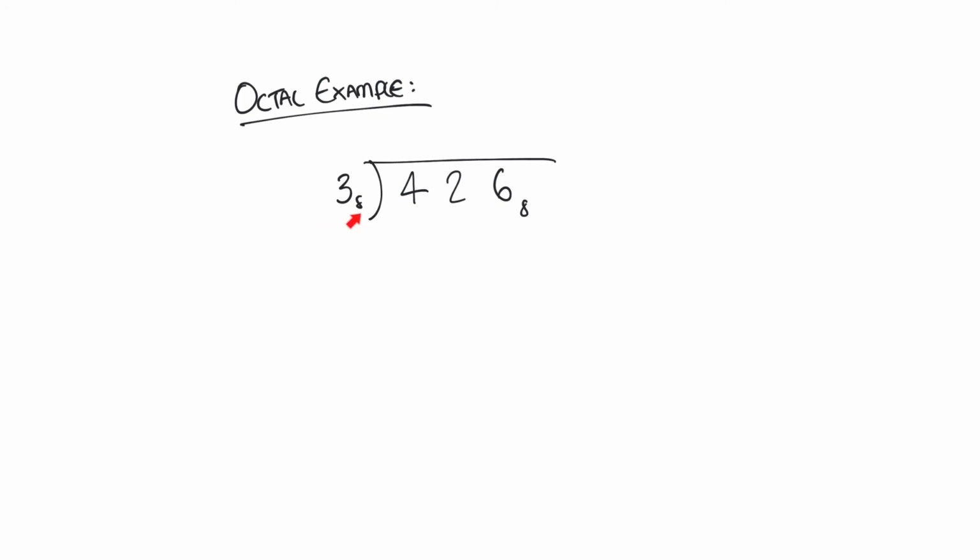And what I've done is I've just marked each of these with a subscript 8 just to remind ourselves that these are octal numbers, but they're not going to come into our calculations as such. 426 divided by 3 is the division that we're going to try and perform. So we're going to start off in exactly the same method as before.